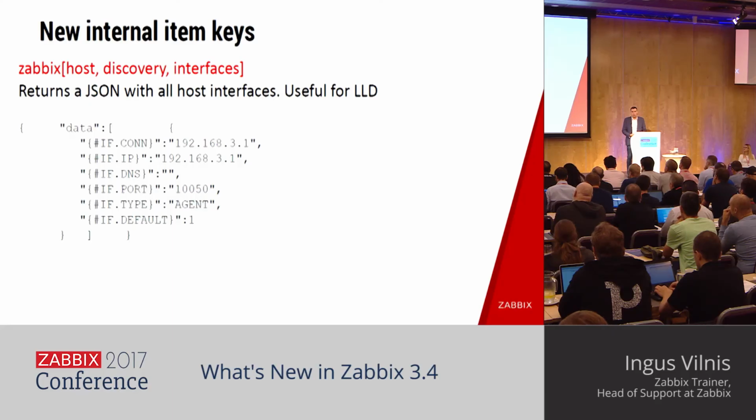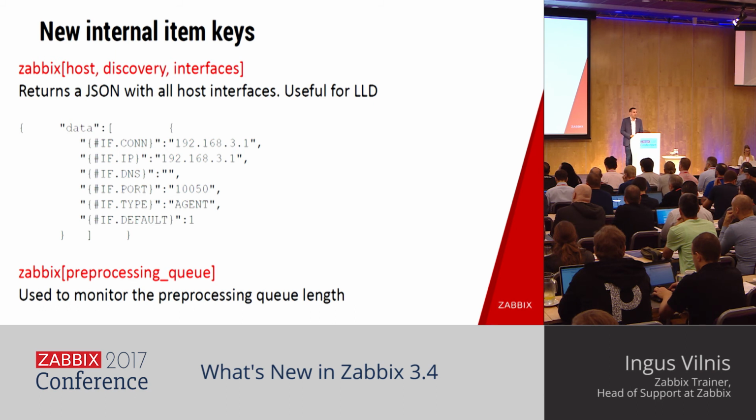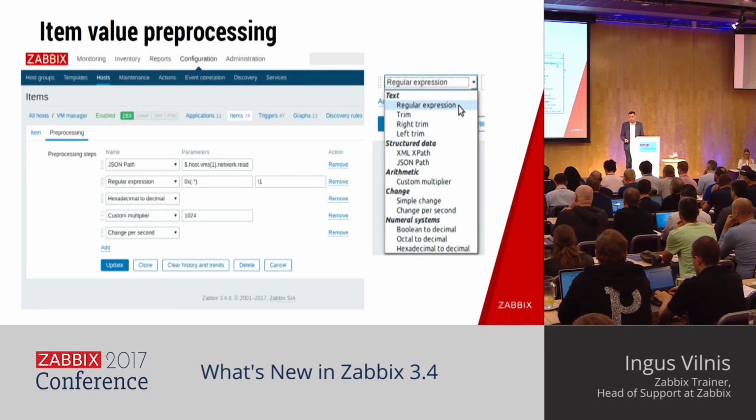And there are a few new internal processes added into Zabbix, and of course we need internal items for them as well. One of them is also the preprocessing queue, which is very useful for the new preprocessing features. And what are they? So Alex already mentioned how this works a little bit.